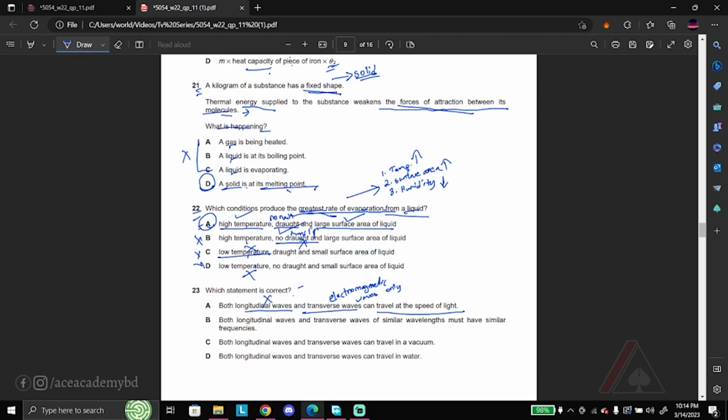So longitudinal waves do not travel at the speed of light. Transverse waves do, but not all of them. The electromagnetic waves do. So this is wrong. B says both longitudinal waves and transverse waves of similar wavelengths must have similar frequencies.